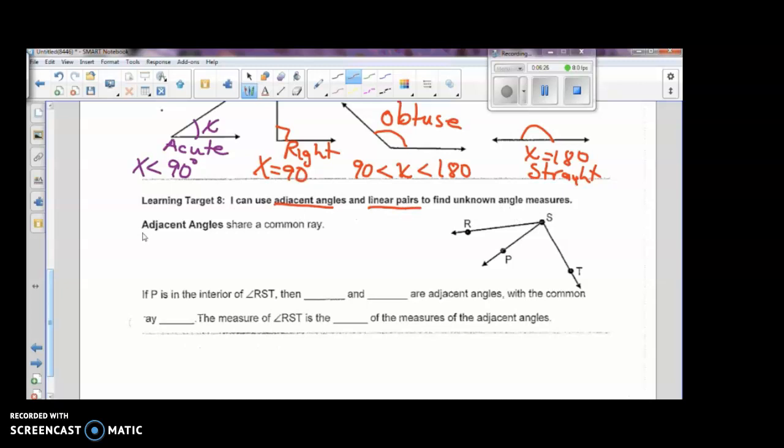Alright, next we're going to talk about adjacent angles and angle addition. Adjacent angles are two angles that share a ray. In this case, SP would be the ray that they share.